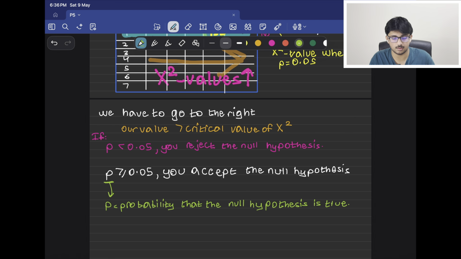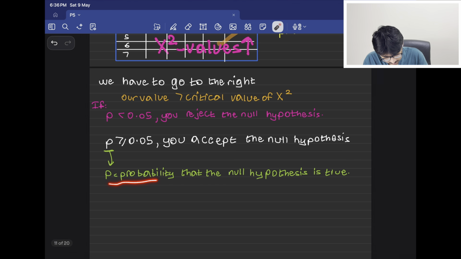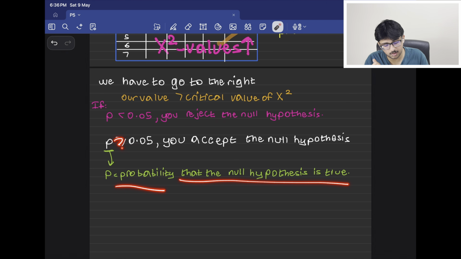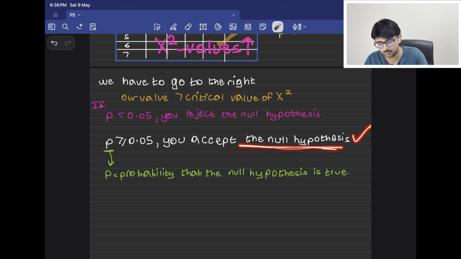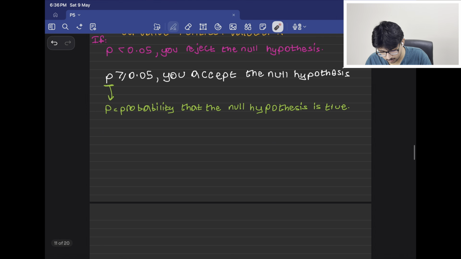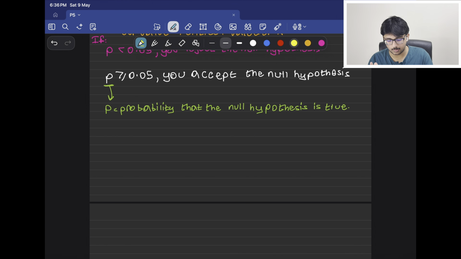Apply this in this case. If the probability that the null hypothesis is true is less than 5% or 0.05, would you agree with the null hypothesis? You would say, nah, the null hypothesis is wrong. You reject it. Versus, if the probability that the null hypothesis is true is more than 5%, or let's say even equal to 5%, you'd be like, okay, it might be right. You might accept the null hypothesis, and you will in this case. You will say, yes, there is no significant difference between the observed and the expected values. So that's basically how the chi-square test works.